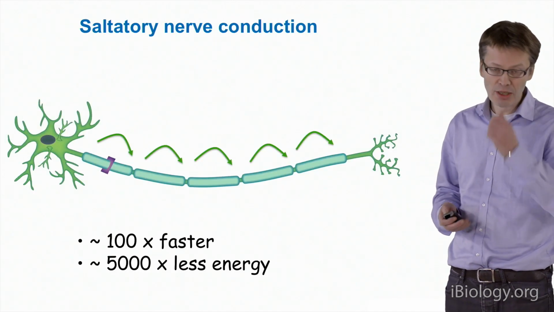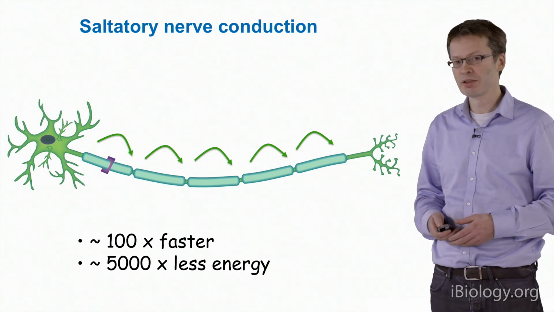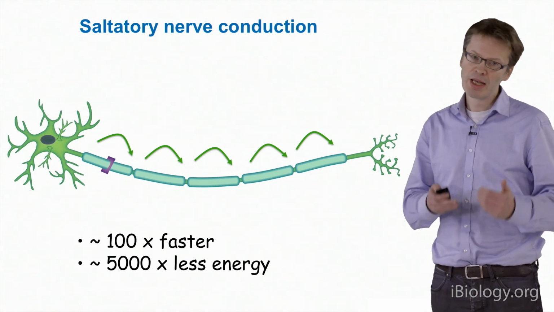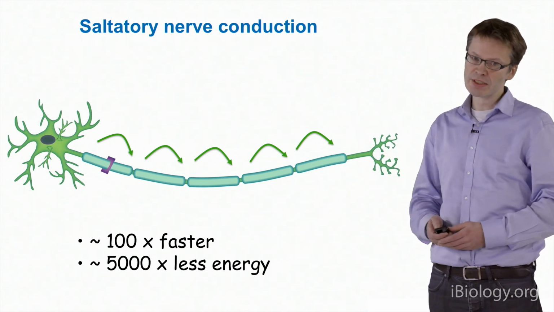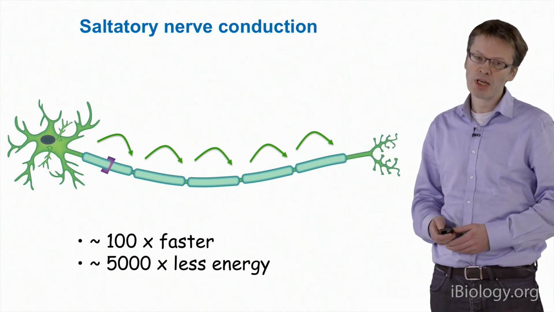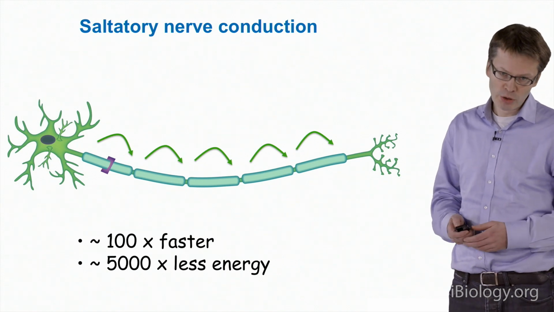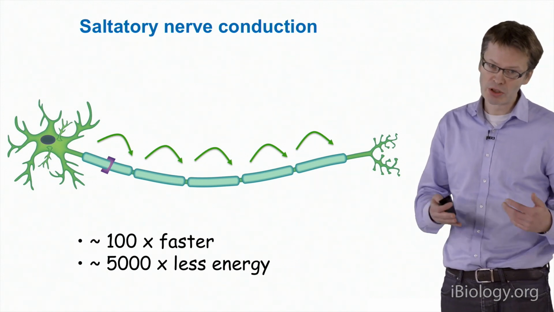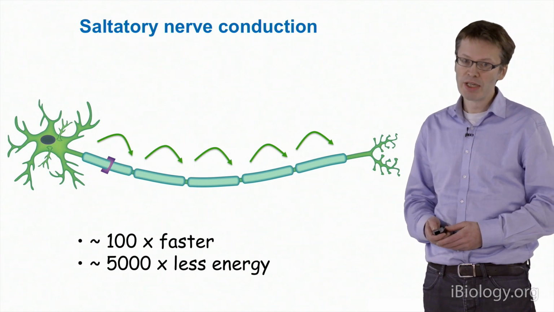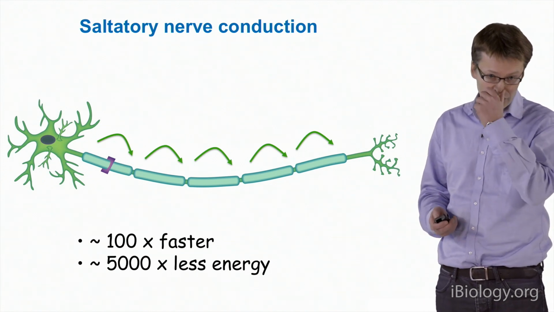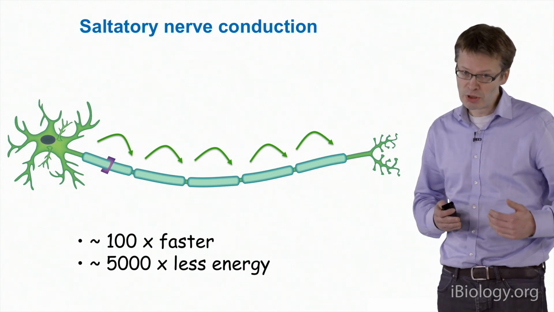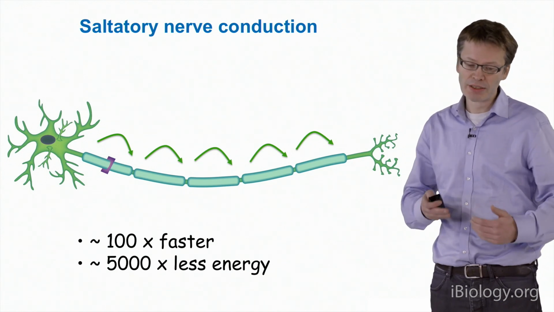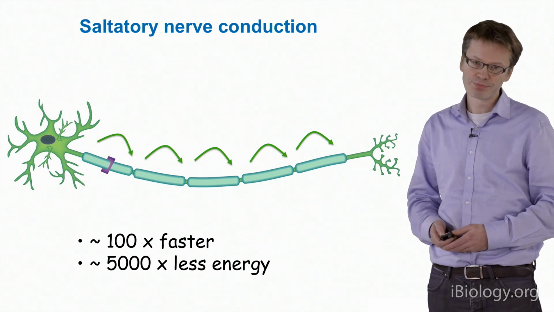They are shown here. These are where the sodium channels are clustered, where action potentials are generated, and this action potential then jumps from one node to the other. This is the basis of saltatory nerve conduction, which speeds up nerve transmission by a factor of 100 compared to unmyelinated axons. It also saves energy, because the neuron doesn't need to make the action potential except at the nodes of Ranvier.